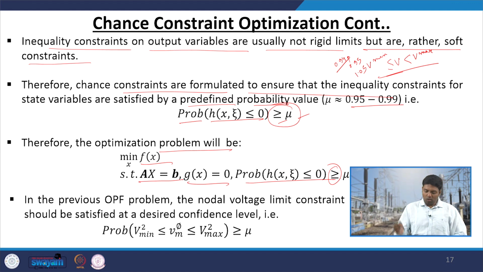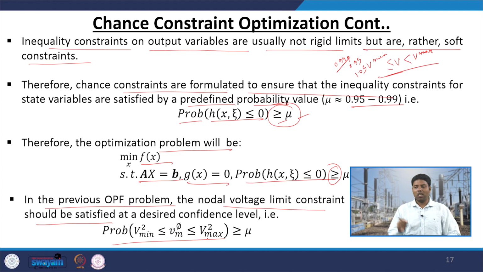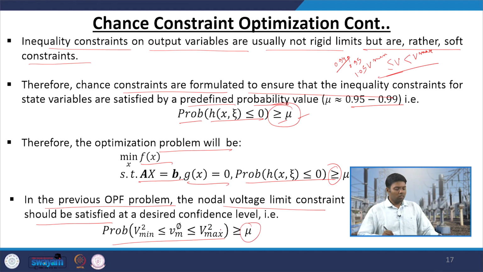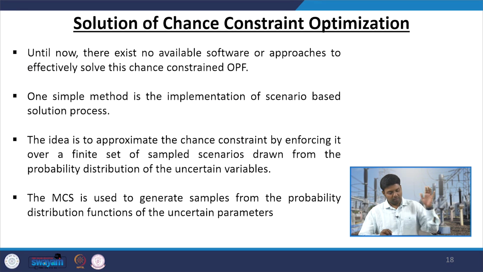Okay. So, in our previous example, if we add this constraint, then only the nodal voltage limit constraint is affected. You can do it for the DERs as well, Q as well. So, the probability of keeping the voltage within V min square and V max square under the uncertain event as well is greater than or equal to mu. So, that is how your chance constraint optimization is formulated.